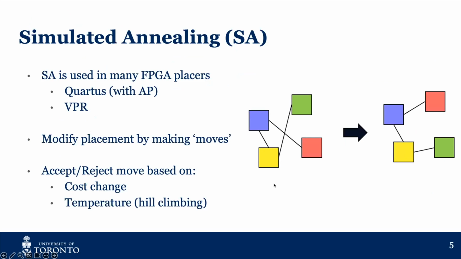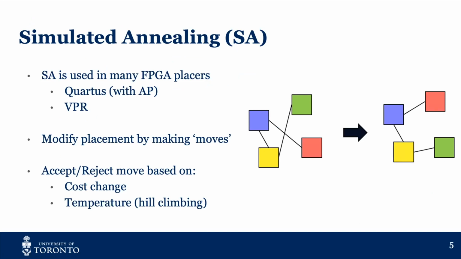A quick overview of one well-known placement technique, which is simulated annealing, that's widely used in different FPGA placers, some commercial ones like Quartus, in which it's actually used with analytical placers, or some widely used open source tools like VPR, in which it's used as a standalone placer.